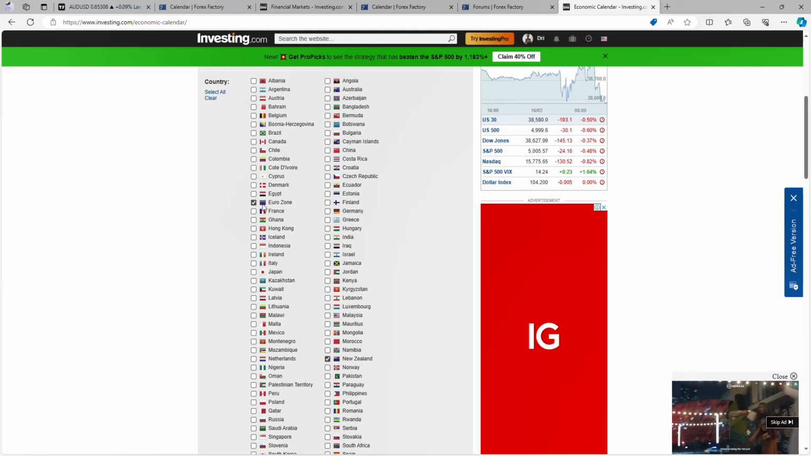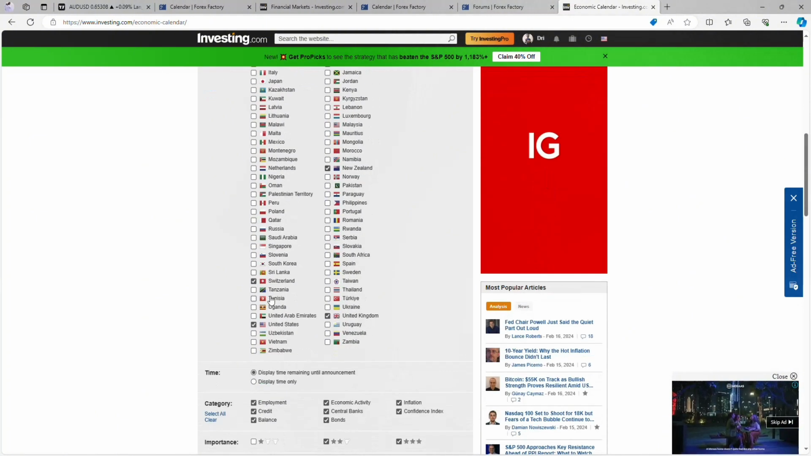You click on it in case you want to receive news from the Eurozone. In case you want to receive news from Switzerland, if you want to trade the Swiss franc, you click on it. If you don't want, you untick. If you want the United Kingdom, you click on this one. You see, you check it. If you want the United States, which is what you should do, you check on this one. So you are only going to receive news from these countries that you have selected.